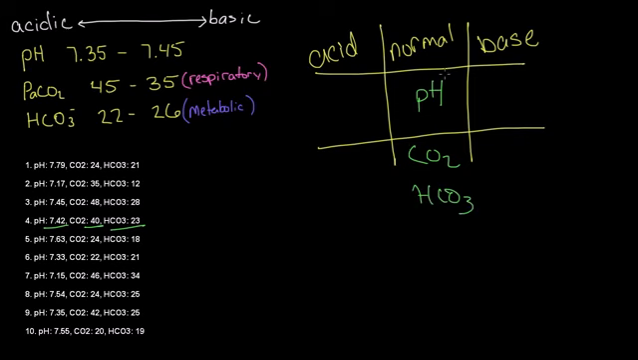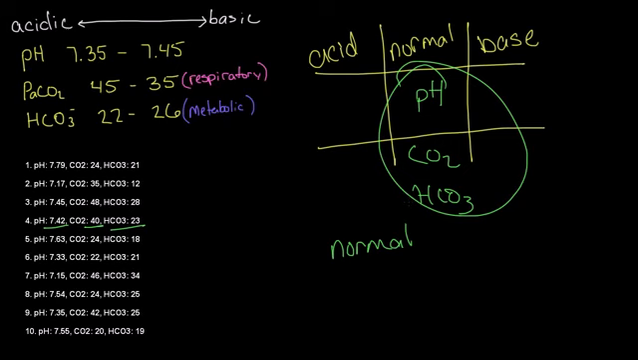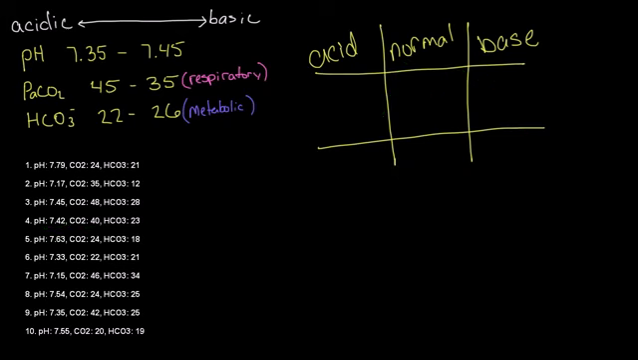In this case, since all of our values are normal, this ABG is normal. There's nothing wrong with it. This is a healthy, well, probably a healthy individual, at least as far as you can tell from their ABG reading. So let's go ahead and work on this next problem here.